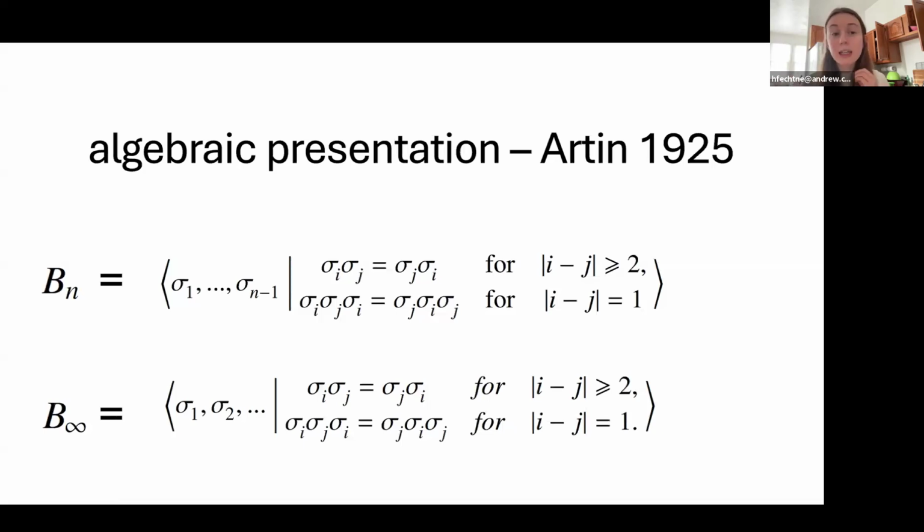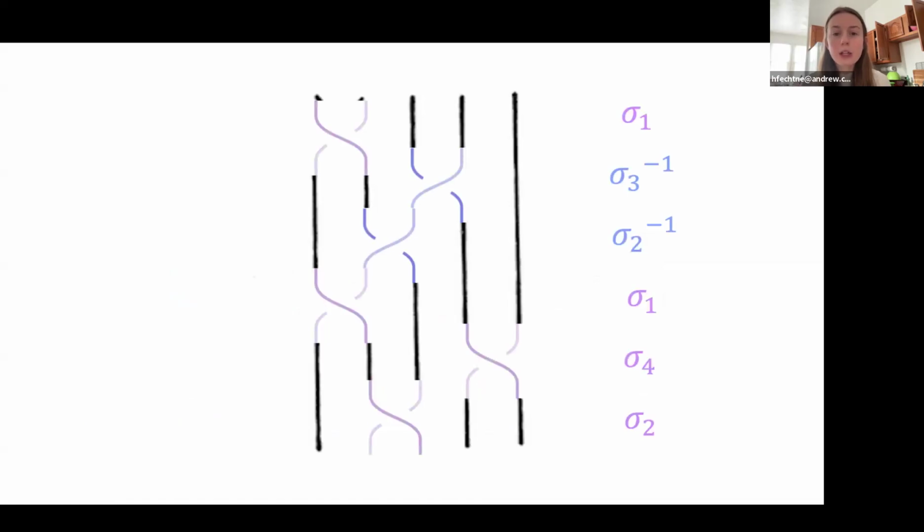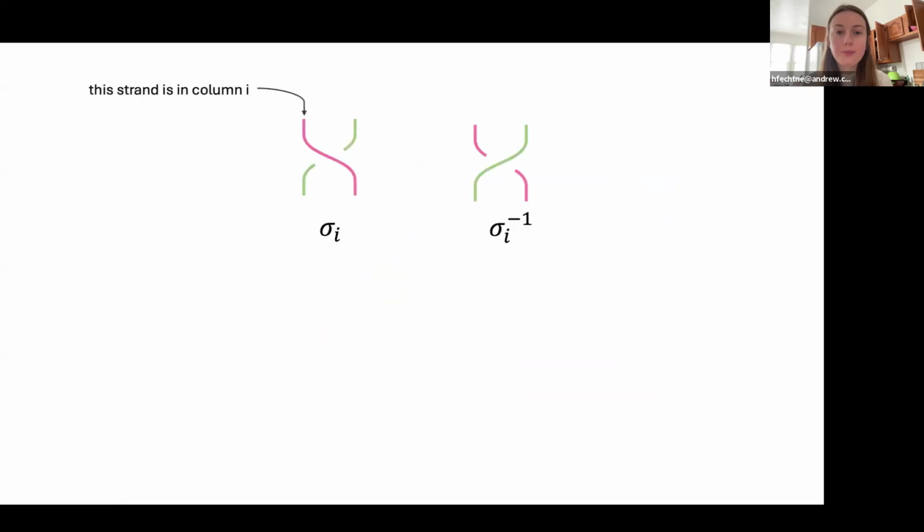Let's see really quickly how to connect the algebraic with the topological, just for some intuition. When we look at a braid, we can break it down into its crossings. It has overcrossings and undercrossings, and we can name the crossings based on the column they start in. So the first is sigma 1. This overcrosses starting in column 1. And then the next crossing starts in column 3, and the first strand goes under. So we sort of discretize the idea of a braid.